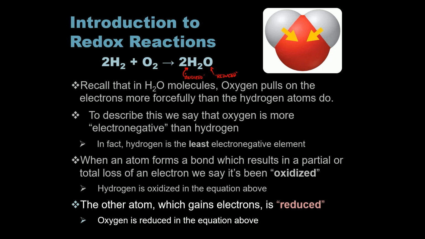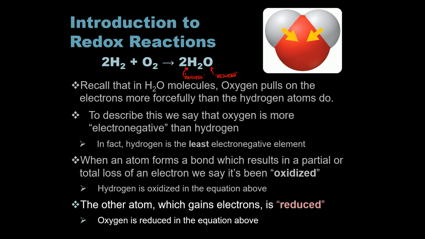Let me go over that so that it's clear before we move on to the next slide. Whenever any kind of bond, ionic or covalent, is formed, if an atom fully loses custody of an electron in an ionic bond or partially loses custody of an electron in a covalent bond, we say that that atom is oxidized. If it gains an electron, fully or partially, then it is reduced. Okay? Oxidation is losing, reduction is gaining.